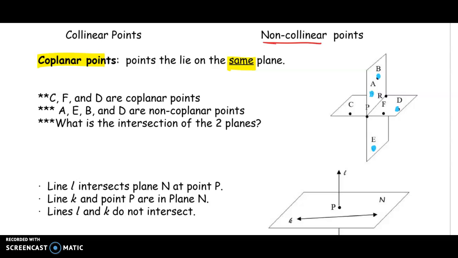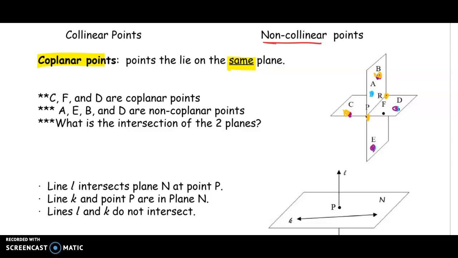And you can name a number of points here. You could say C, B, E, and D are all non-coplanar. You could say B, R, P. No, those are coplanar. Sorry, C. Those orange points would be non-coplanar. So any points that are not on the same plane.